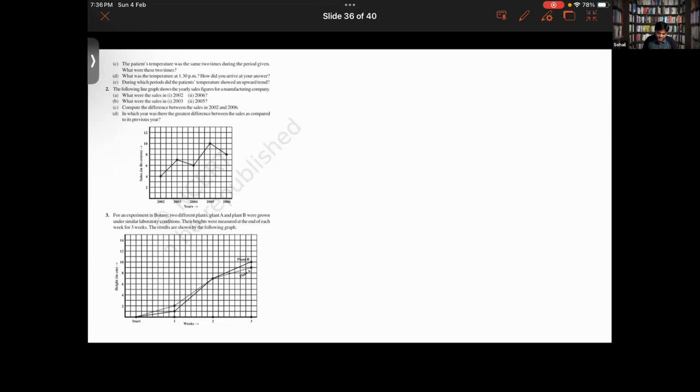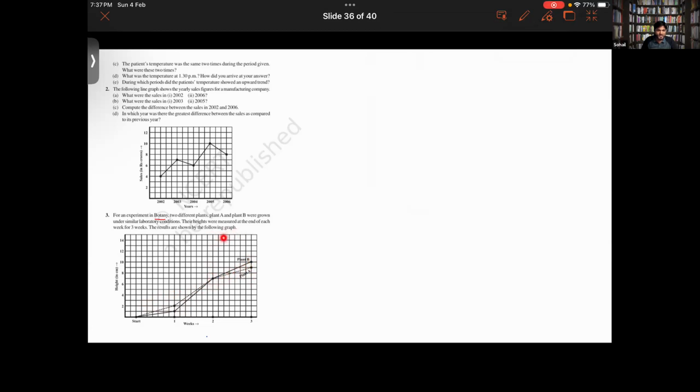Question number 3, it says that for an experiment in botany, we study about plants, right? And in zoology, we study about animals. So here the question says that different plants A and B were grown under similar laboratory conditions. As the weeks passed by, their heights were measured in centimeters. The dotted lines here are for plant A, and the solid line is for plant B.